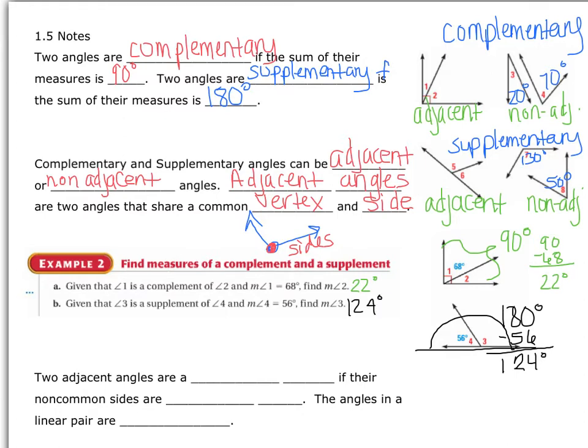Now that's just with numbers and integers in there. We're also going to start seeing it with variables, where, remember I keep talking about, we're going to have to set up equations where we're adding things up to 90, or adding things up to 180. So look forward to that.